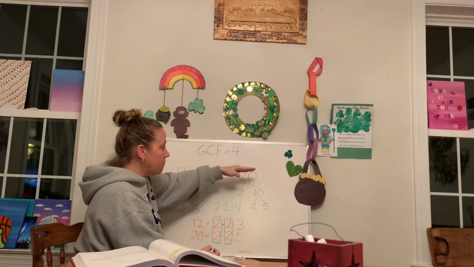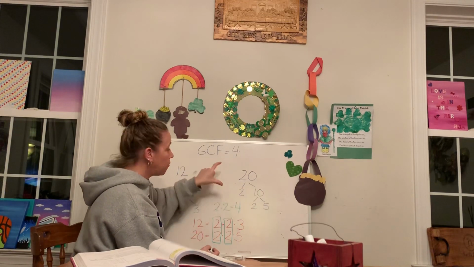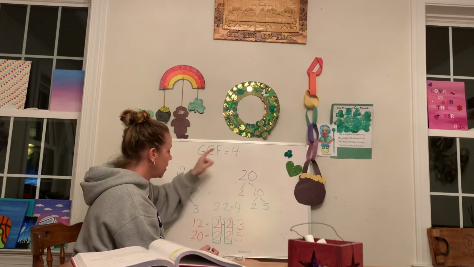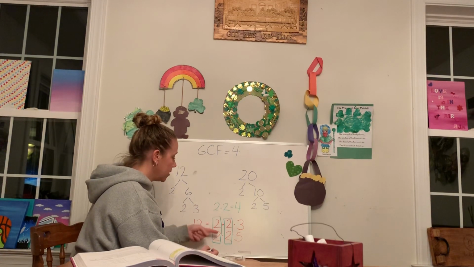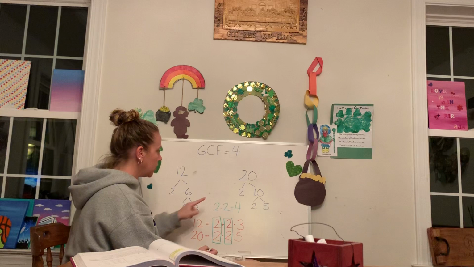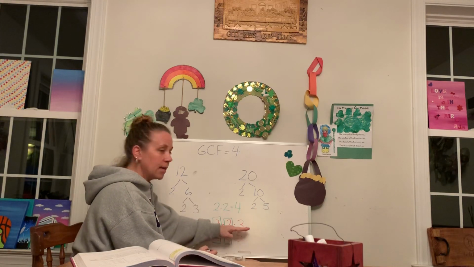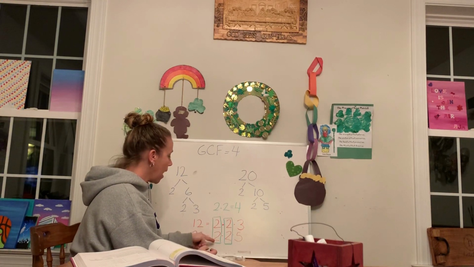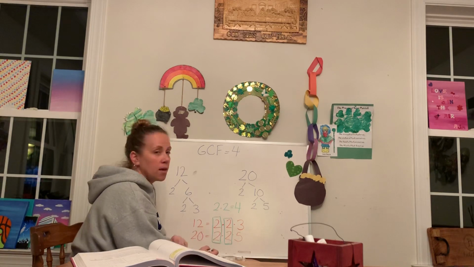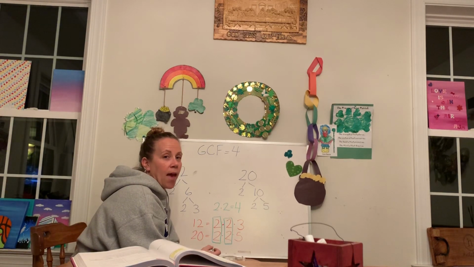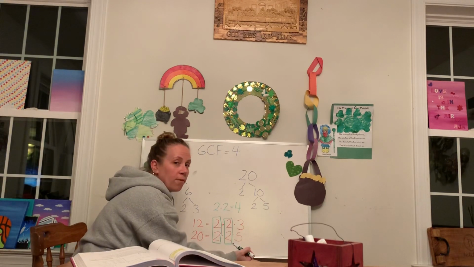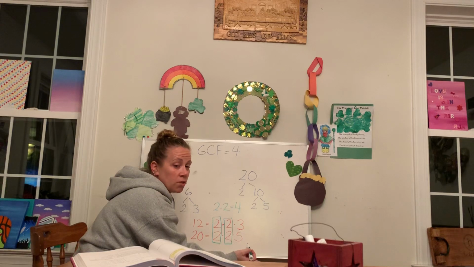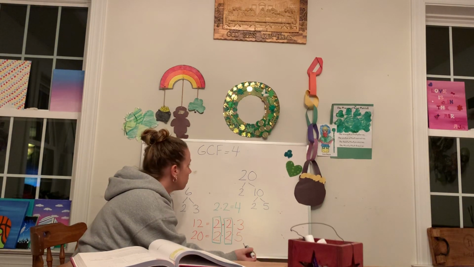Remember when we listed the factors and we got to 4 as our greatest common factor? Here's another way you can come up with the greatest common factor, is by finding the prime factorization, listing them, and then looking at where we have things in common, and we multiply and get the greatest common factor that way. Fun little shortcut. You don't need to use it, but it's helpful.